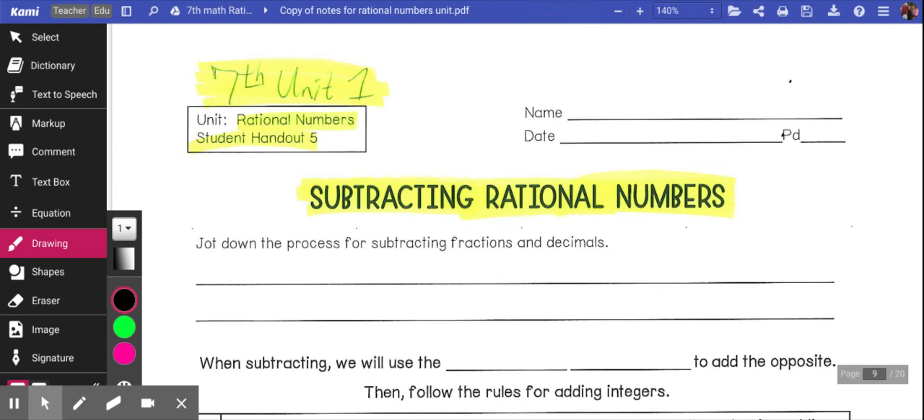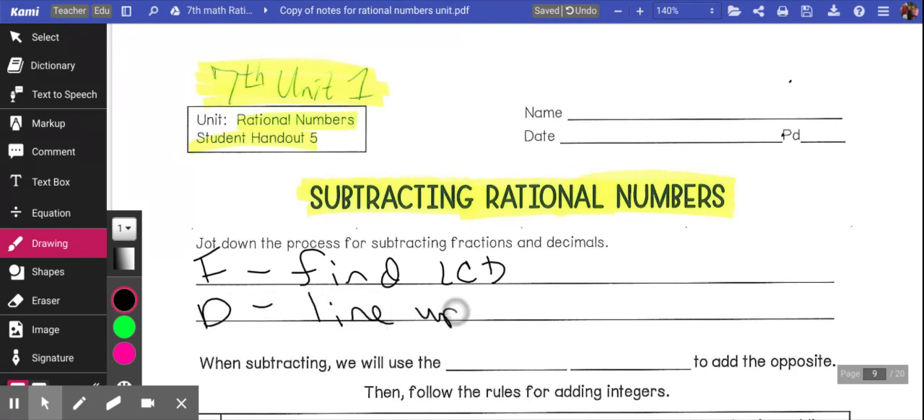So if we think about the process for subtracting fractions, I'm going to just put an F there. We find the least common multiple, least common denominator, and then we subtract and then keep the denominator. For decimals, the most important thing is we have to line them up. Line up the decimal. And then big number on top. And that's going to be really important here.